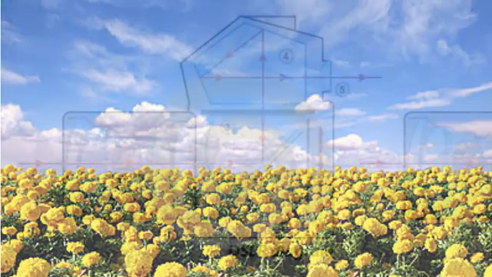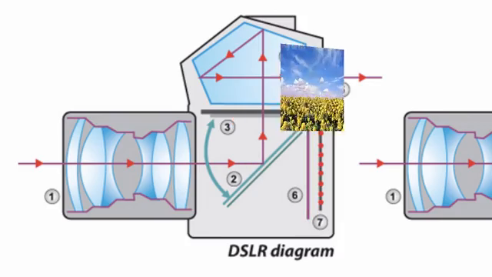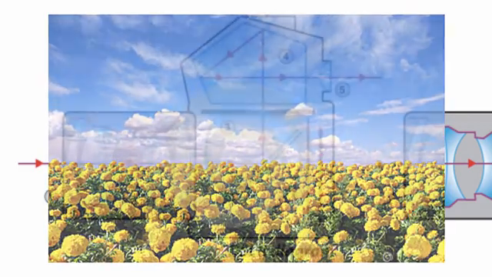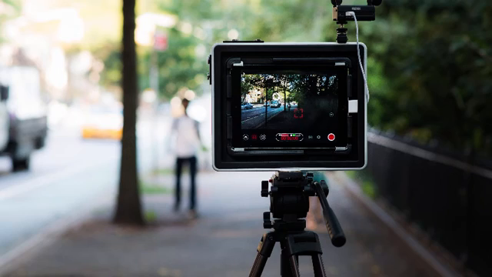Once you let go of your button, your reflex mirror will descend, your shutter curtain will close, and you will once again be able to see through the lens because your reflex mirror and pentaprism will once again be bouncing light. This is how an image is captured.